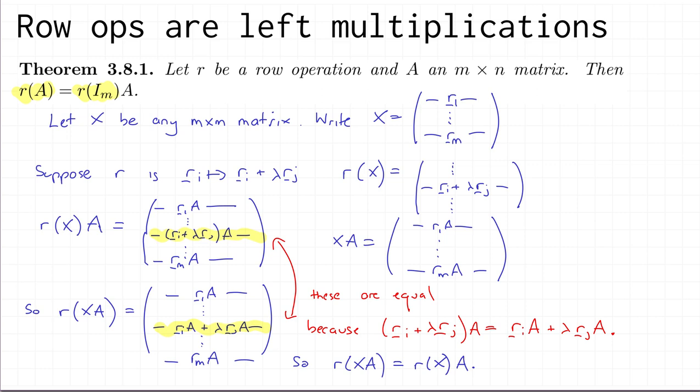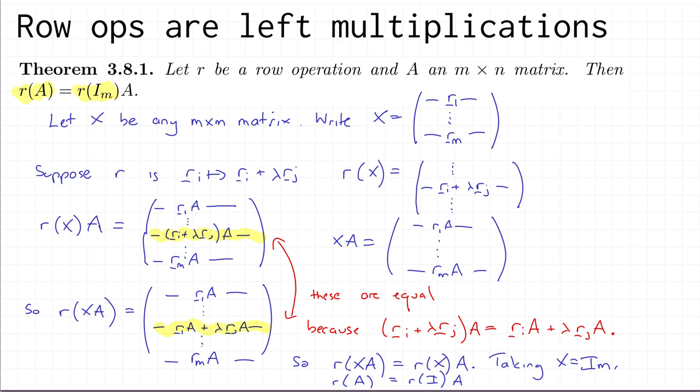Remember, this worked for any matrix A and any m by m matrix X. So if we just take X to be the identity, then X times A is the identity times A, so that's just A again, and that's R of the identity times A. Okay, so that was what we wanted in the specific case of the first type of row operation. All of the other types of row operations can be done in exactly the same way, so you can prove this theorem just by checking the other two cases.